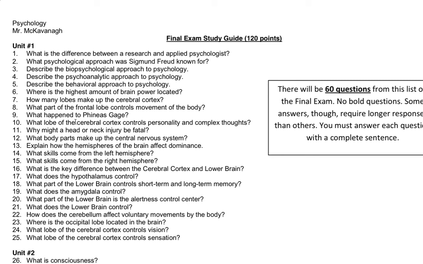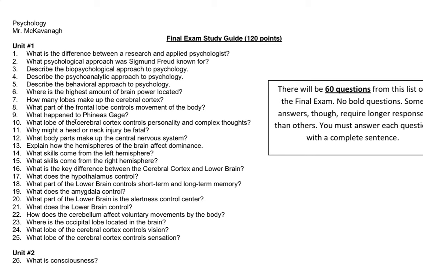Number 1 asks, what is the difference between a research and an applied psychologist? A research psychologist is one who does work, usually in the library or a laboratory, gathering data. An applied psychologist is usually a person who is working out in the field using the information that a research psychologist gathers. So, like a social worker, or a teacher, or a counselor, or a therapist of some kind.